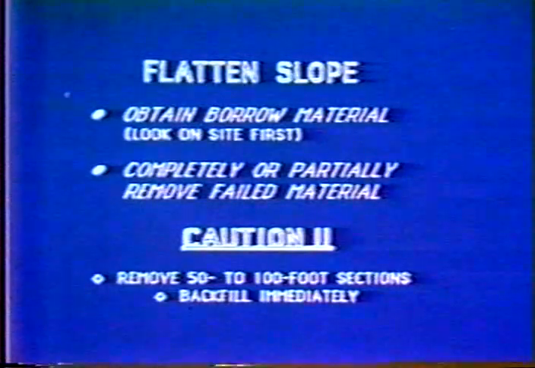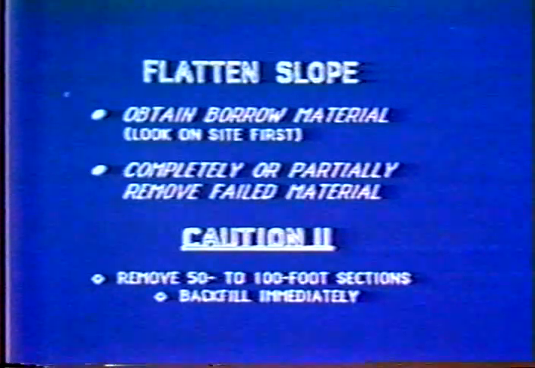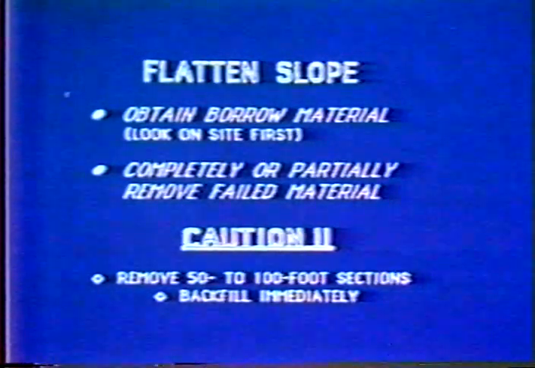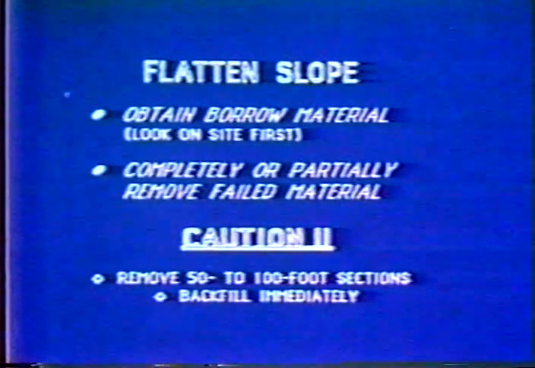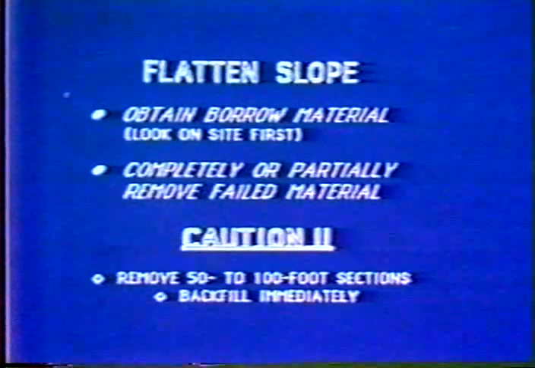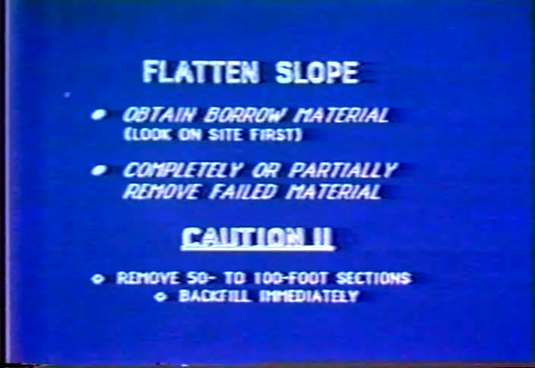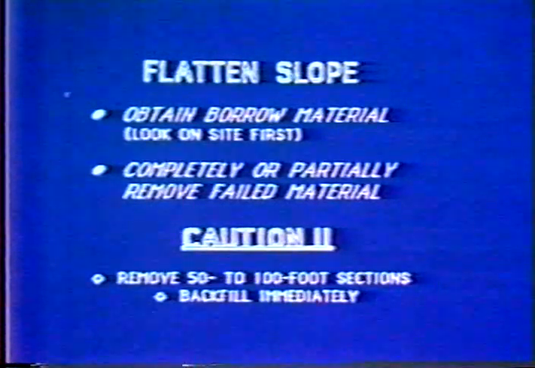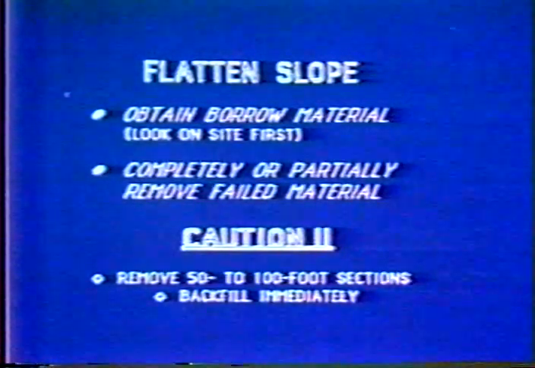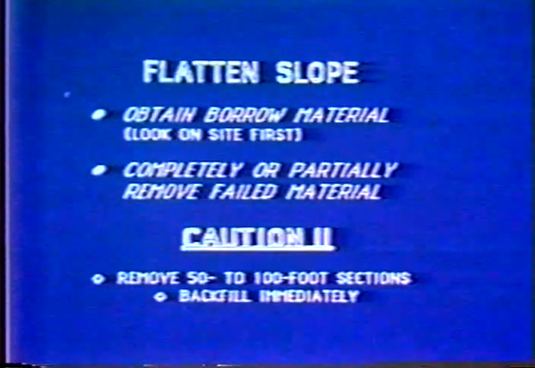Okay, obtain borrow material. One of the things we want to look for in obtaining the borrow material, always look on site. Usually you can find a borrow area that's very close. You can reuse some of the material that you take out, which is the next step. We either completely or partially remove some of the failed material. But we've got to be cautious when we start excavating, and what we're trying to do is remove down to the failure plane. But we've got to be very cautious when we do this. Generally excavate it in 50 to 100-foot sections, and then you want to backfill to the new flattened slope immediately. In other words, you build it in segments.